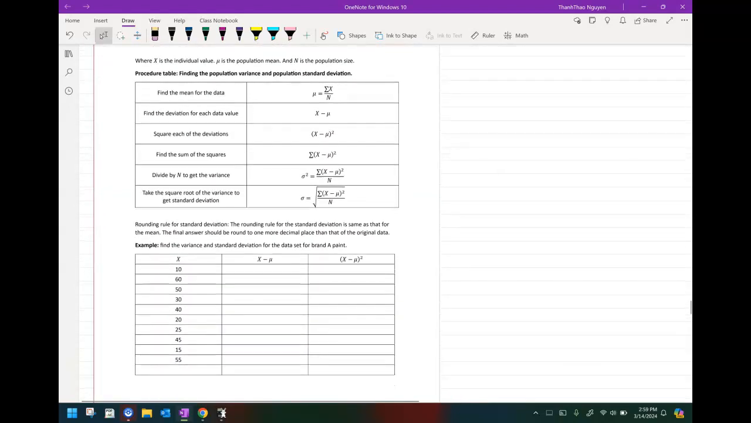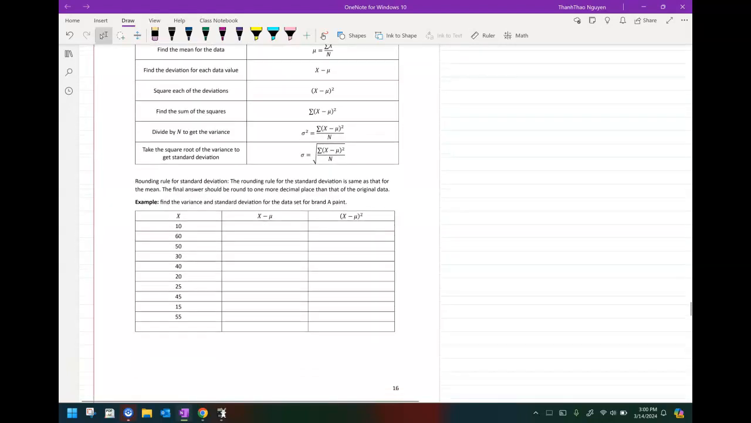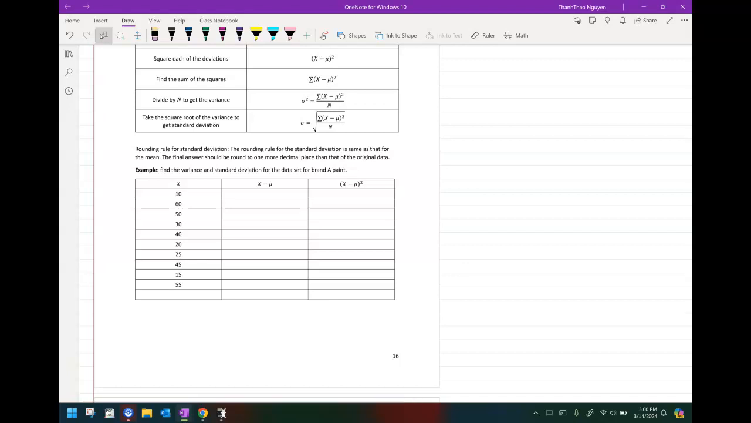The procedure table. To calculate the population variance and standard deviation, first you find the mean for the data. You find the deviation for each data value. Then you square the deviation, find the sum of the squares, and divide by n to get the variance. Take the square root of the variance to get the standard deviation. The rounding rule for standard deviation is the same as that for the mean. The final answer should be rounded to one more decimal place than that of the original data.